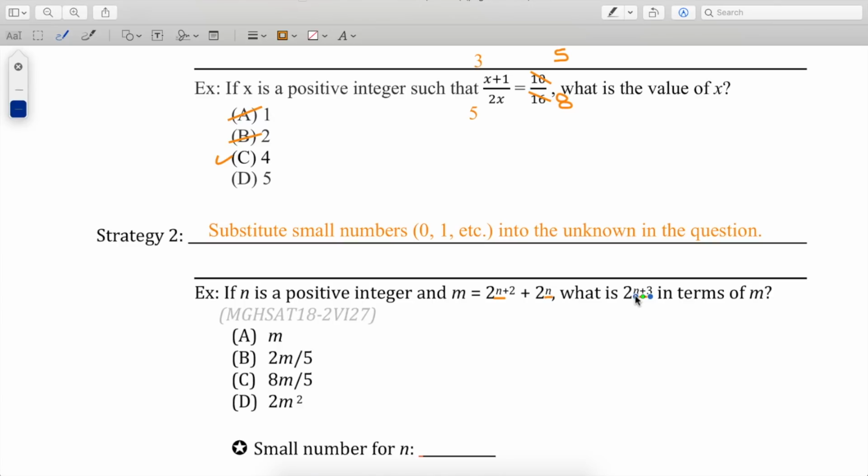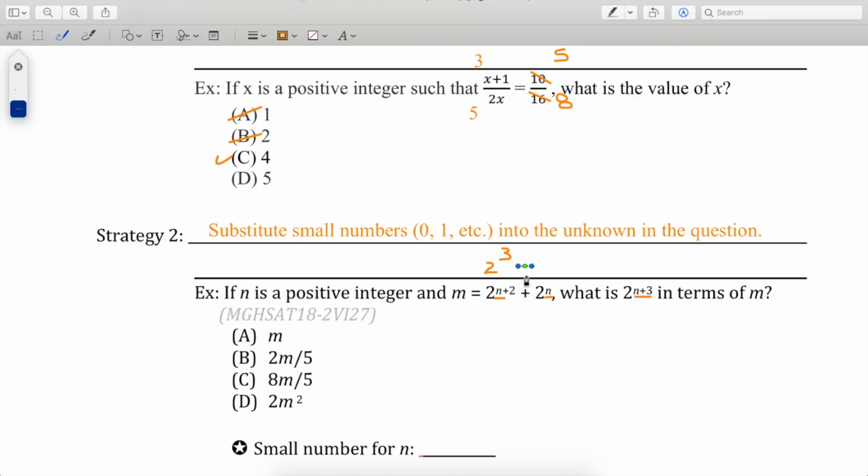So one way to solve this question is to put whatever you think is a simple number for n into the equation. In this case, n has to be a positive number, so 1 is the smallest positive number you can put into the question. And when you put 1 into the question, you end up with m equals 2 to the, instead of n plus 2 power, this becomes 2 to the 1 plus 2 power, so 2 to the third power over here.